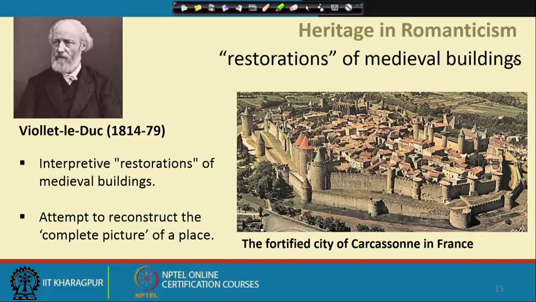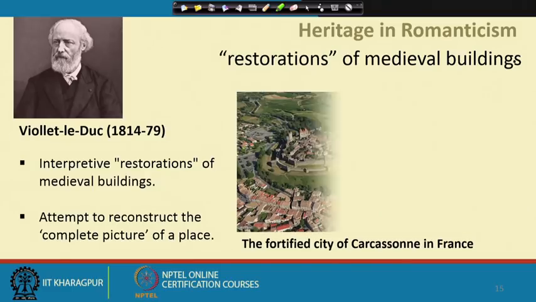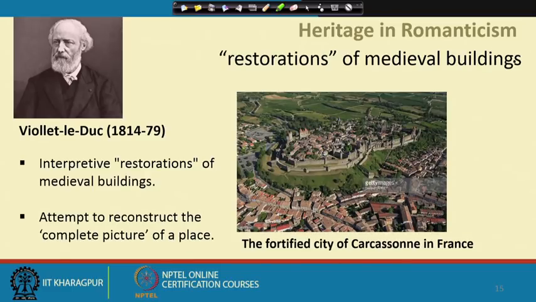This is a city which has two layers of rampart. It was completely in ruins after the French Revolution, and he was given the task of restoring it. So, while restoring it, he had to interpret a lot and he had to take decisions, and there was a lot of confusion, conflict and issues regarding the method he followed for this reconstruction.